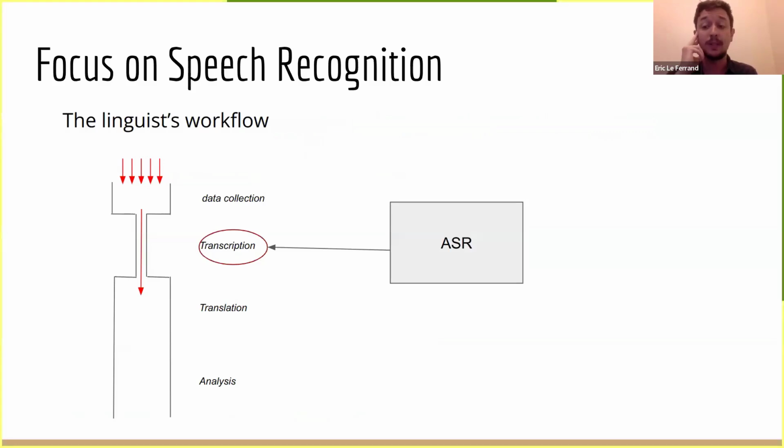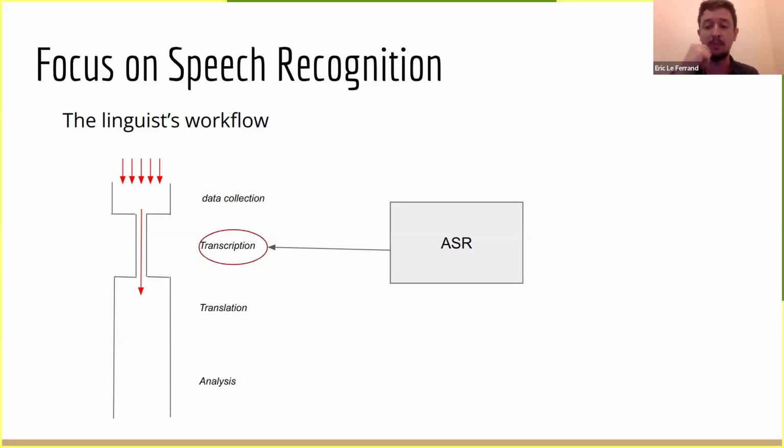Well, the answer is linguists. Linguists are the one community that have been asking for speech technologies for those languages. The main work of linguists consists in collecting some data, recording speech collections, then transcribing the data, and then the transcription of this data becomes the new data and they're going to perform some translation or analysis on it.